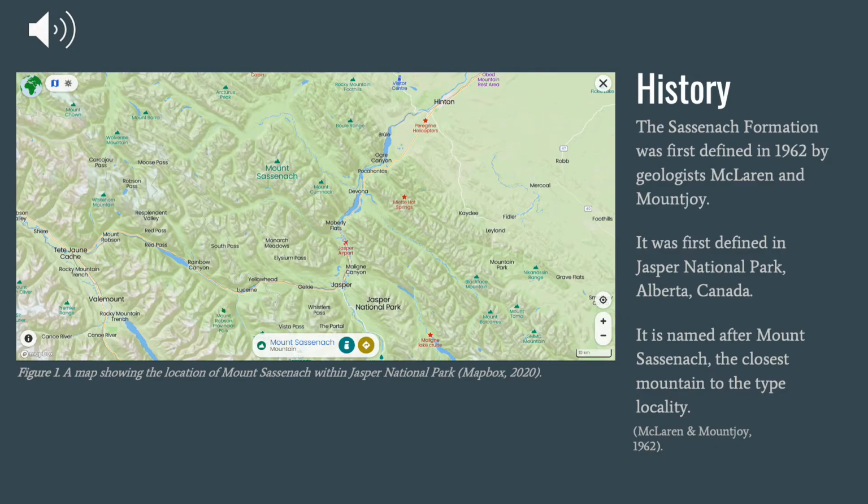The Sassenach Formation was first defined in 1962 by geologists McLaren and Mountjoy. It was first defined in Jasper National Park and named after Mount Sassenach, the closest mountain to the type locality. Mount Sassenach's location can be seen on Figure 1.